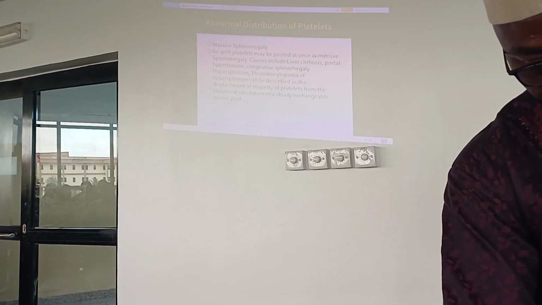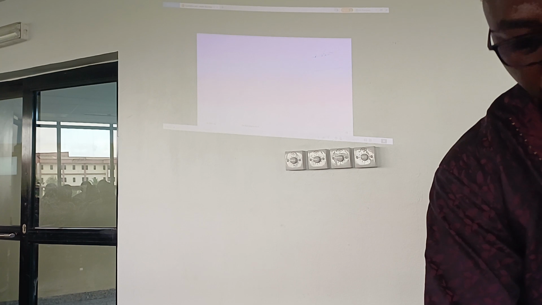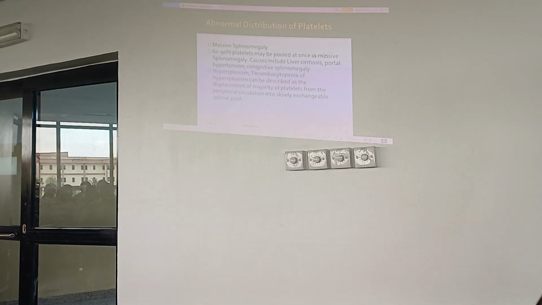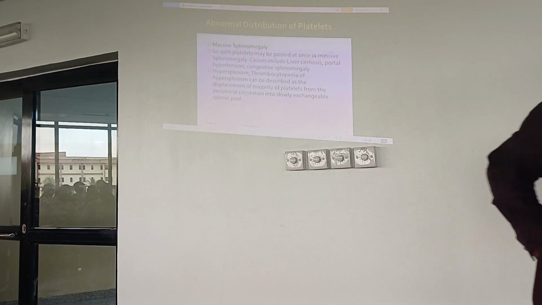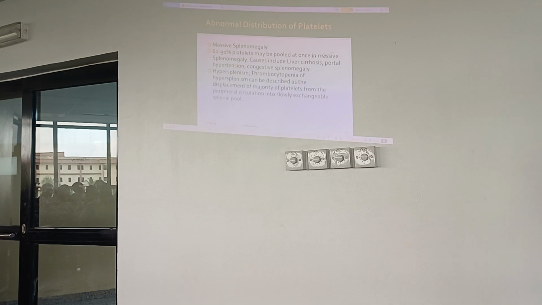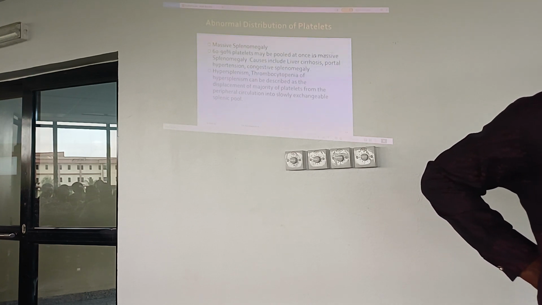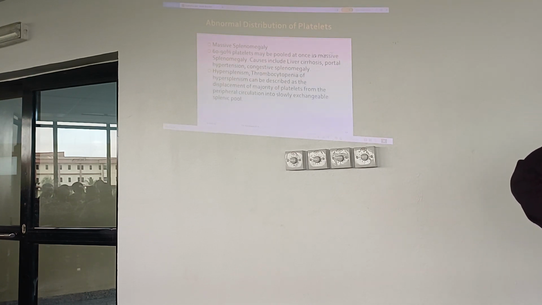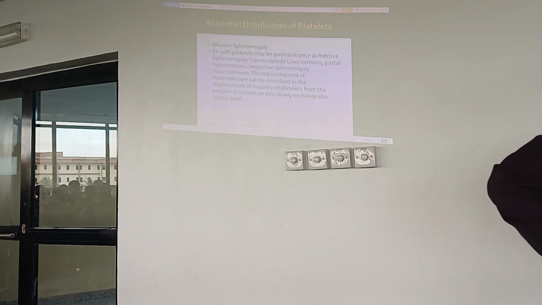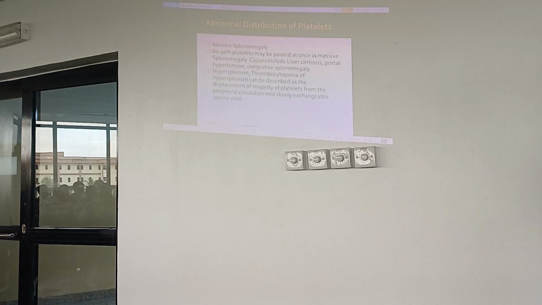So these are the other causes of abnormal distribution of platelets. Abnormal distribution of platelets can cause thrombocytopenia. Normally, platelets may be pooled at once in massive splenomegaly. Ordinarily, 30% of the platelet count is found in the peripheral blood. So if you have splenomegaly, platelets can be pooled in the spleen.